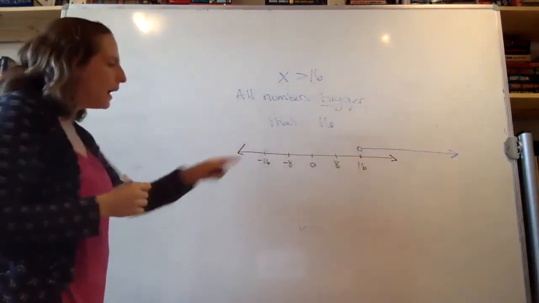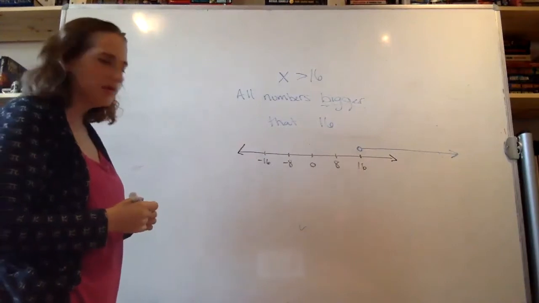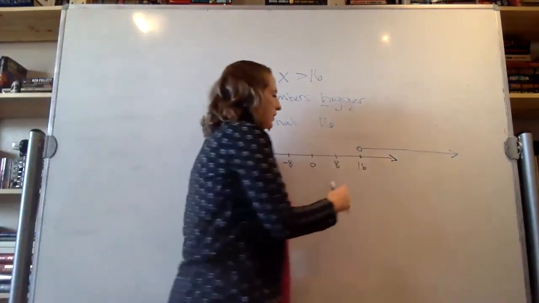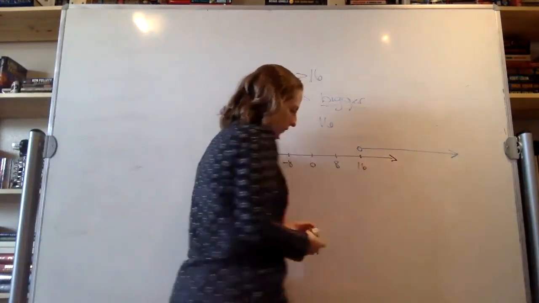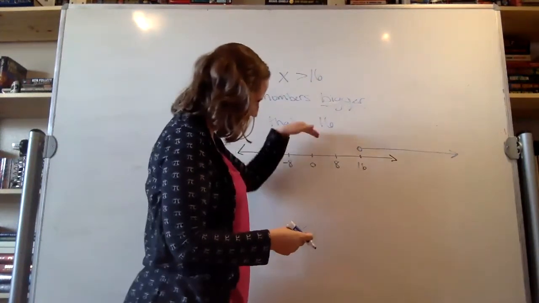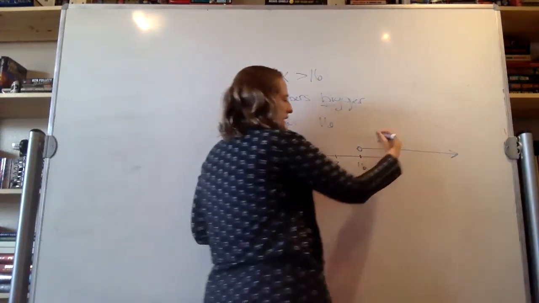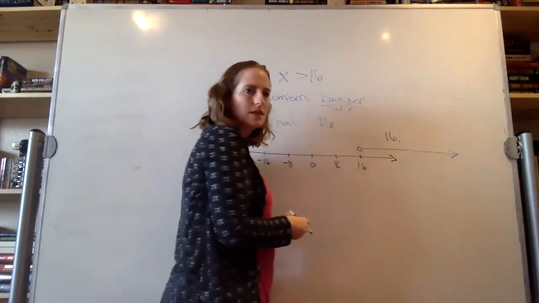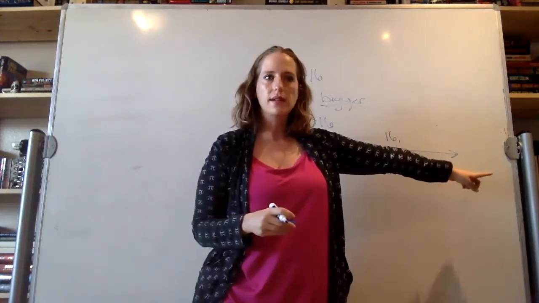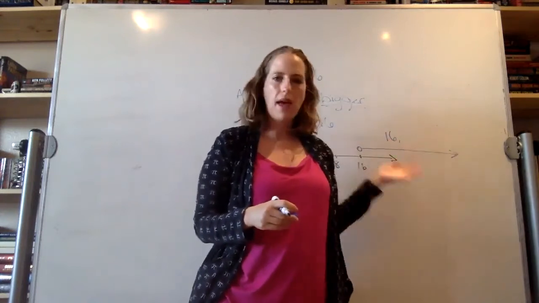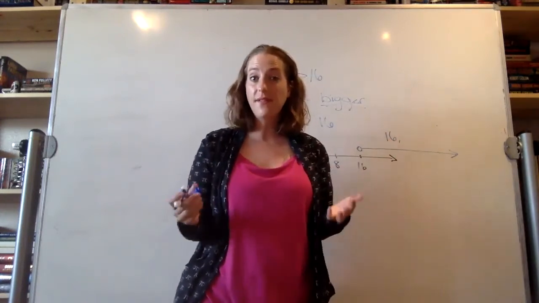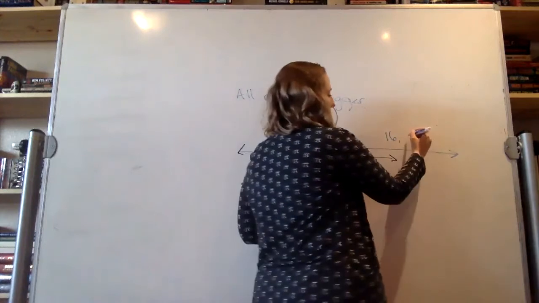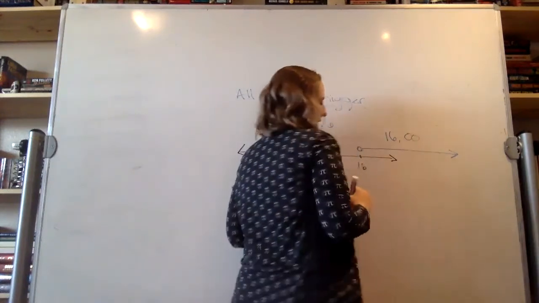Okay. Now how would I write that in interval notation? Well, with interval notation, we work left to right, or if we have a vertical number line, bottom to top. So I start at 16, comma, and then where do I end? Well, this arrow means I never end. How do we say that in math speak? Well, in math speak, that's infinity, right? Meaning I'm going on forever. So I can use the infinity symbol.